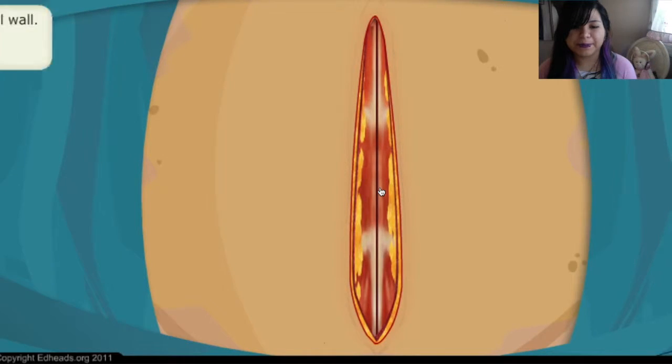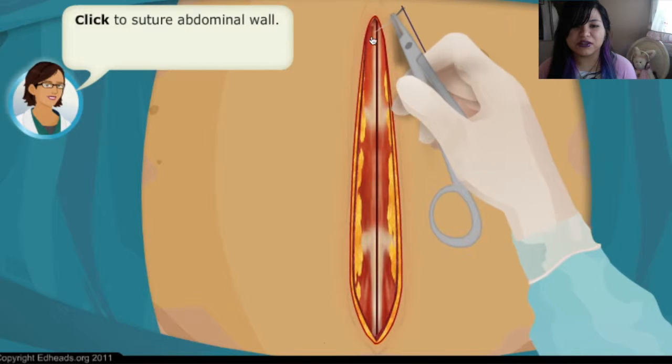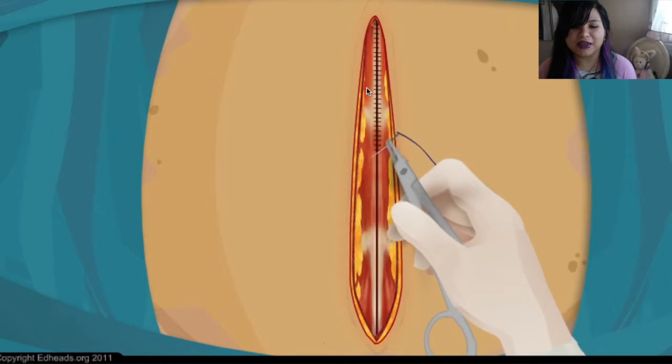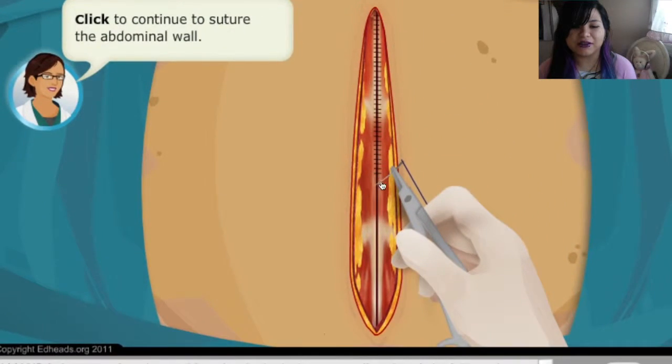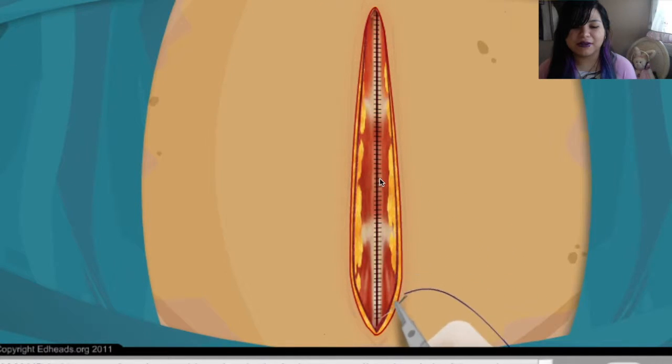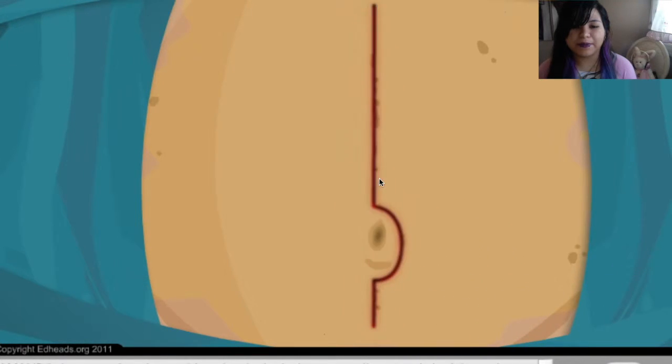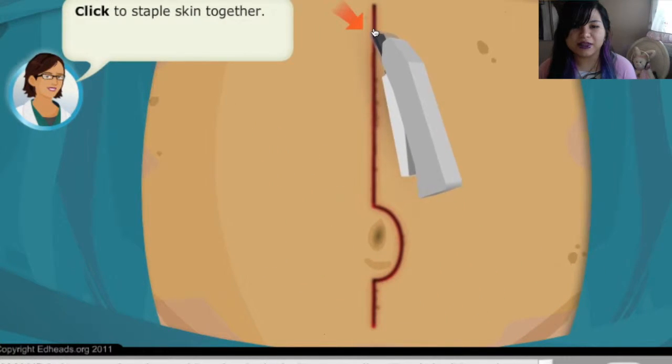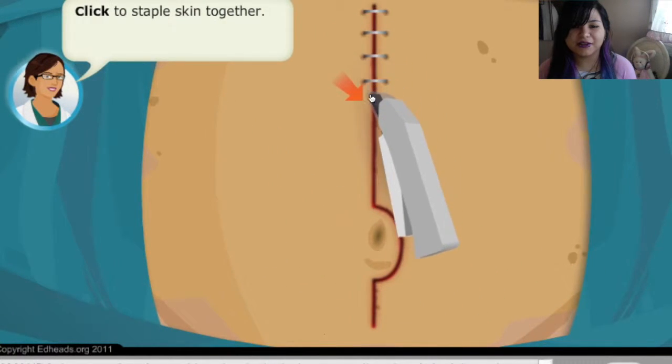Suture the abdominal wall together. Next, staple the skin together. We'll remove these staples 1 to 2 weeks from now, when Mr. Bishop is healing nicely.